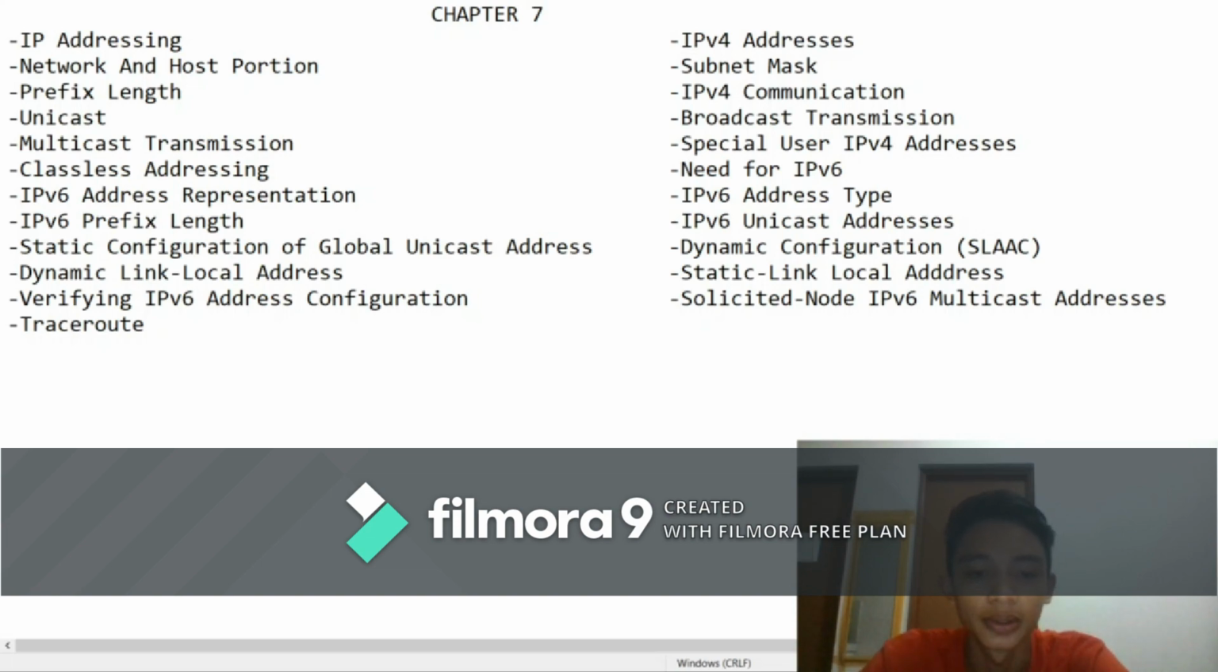Multicast transmission. Multicast transmission reduces traffic by allowing a host to send a single packet to a selected set of hosts that subscribe to a multicast group. Special use IPv4 addresses. There are certain addresses, such as the network address and broadcast address, that cannot be assigned to hosts. There are also special addresses that can be assigned to hosts, but with restrictions on how those hosts can interact within the network.